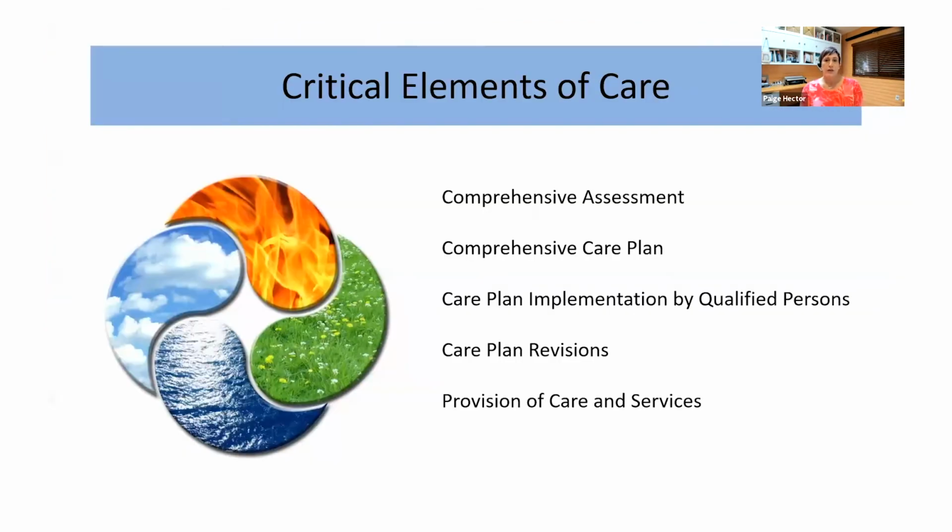When we're talking about care plans, I want to just orient us where they are in the whole resident assessment instrument, the RAI process. So we have an assessment. The comprehensive assessment is first. Then we go to the care plan. We have to implement the care plan by qualified persons, meaning people that have been trained and know how to implement it. We have to revise it when necessary. And then we actually have to provide it. So the provision is actually carrying it out.